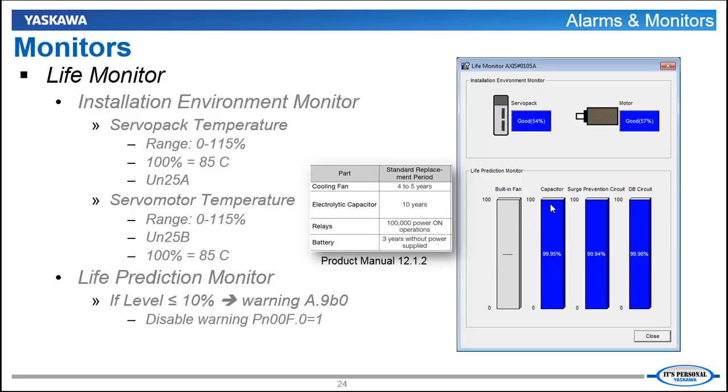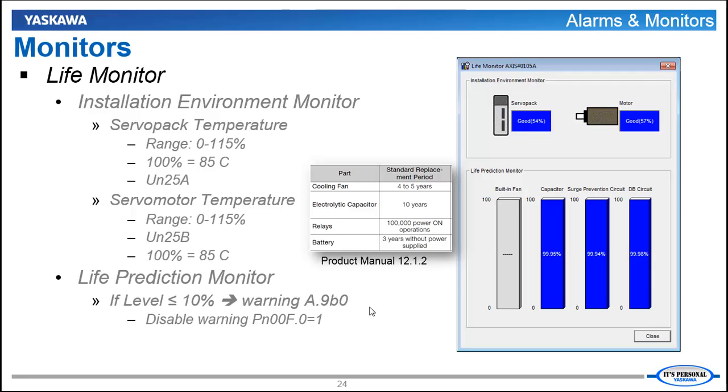And as time goes on, of course, these levels will come down. And when the level gets down to less than or equal to 10%, then you'll have a warning. Remember, warning means the servo stays on. There will be warning A9B0. This is the amplifier basically warning you that it's time to send in the device for service, and hopefully you can reduce downtime with a little preventive maintenance.